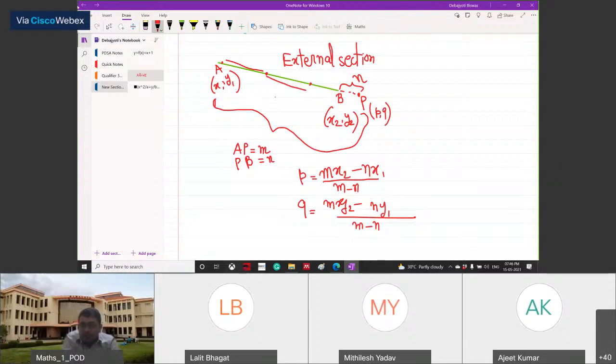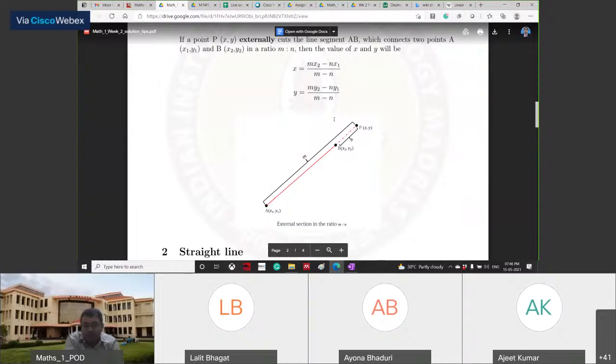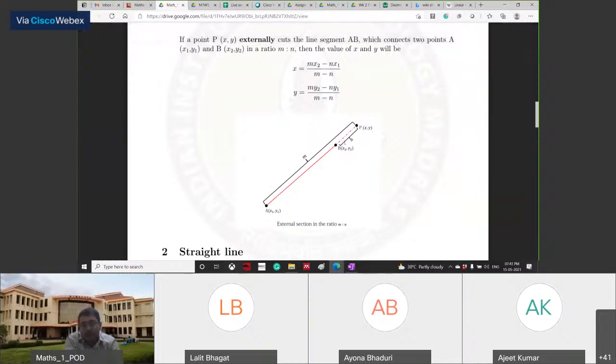I have a question in this regard. When we are considering M and N, M will always be considered with respect to A, that is x1, y1, and N will always be considered with respect to B, that is x2, y2. So basically, the larger value we are taking as M, and the smaller value we are taking as N. Okay.